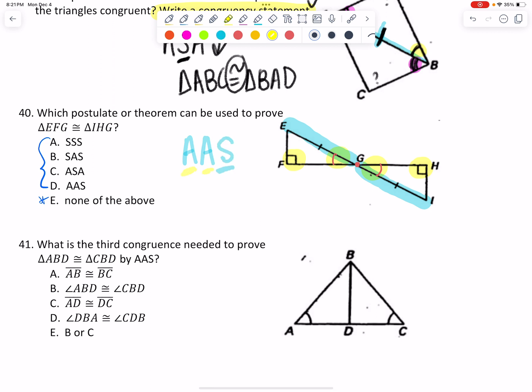That angle and that angle do not have a side in between them. It's missing it. It would have to be here. If I was going to say angle, side, angle, so that is angle, angle, side. So that is D. That's how those triangles are congruent.